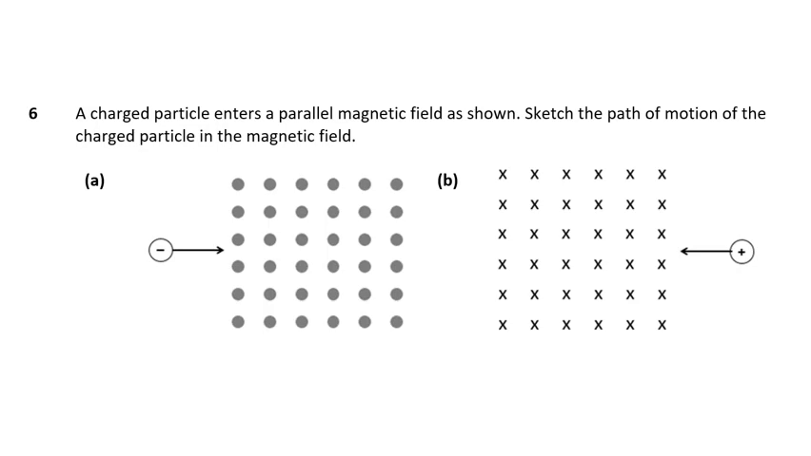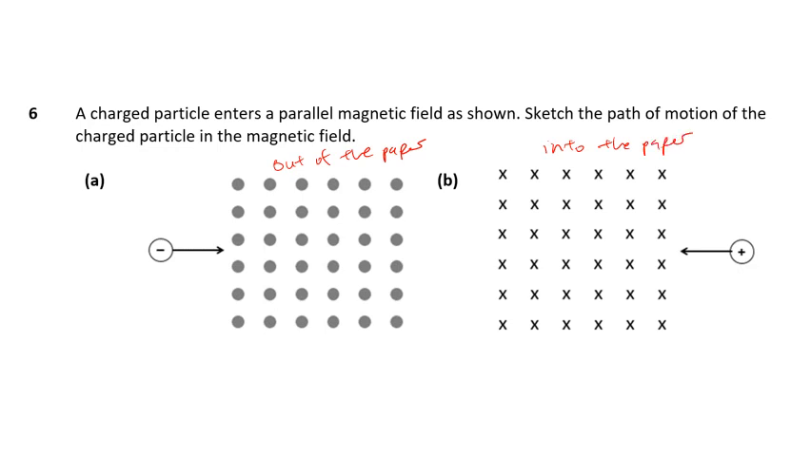For question 6, we're presented with two slightly different examples, but you have seen something like this before. In part A, a negatively charged particle enters a parallel magnetic field. What we first need to remember is that the dots represent the magnetic field coming out of the paper, whereas for part B, since it's a cross, it is into the paper.